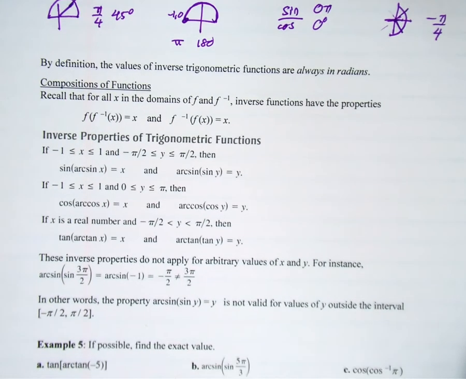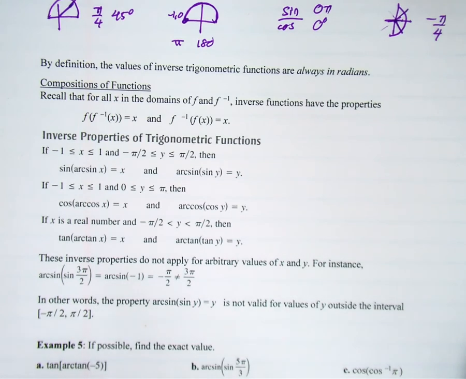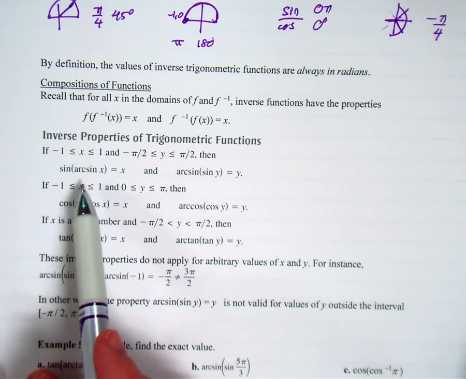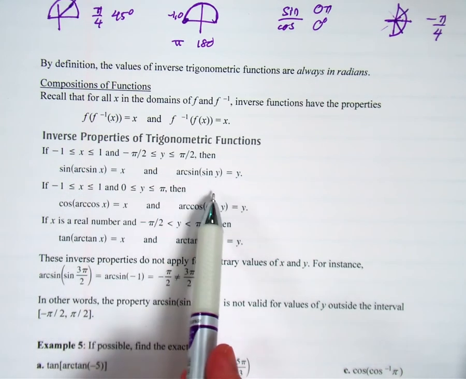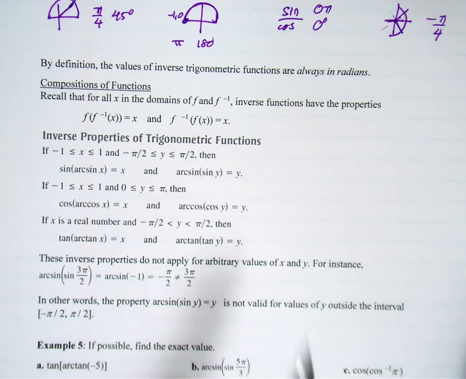All right, composite functions. Recall that for all x in the domains of f and f inverse, functions have these properties. F of f inverse of x cancels out and equals x. F inverse of f of x cancels out and equals x. So sine of arc sine is going to cancel out. Arc sine of sine cancels out. Okay?